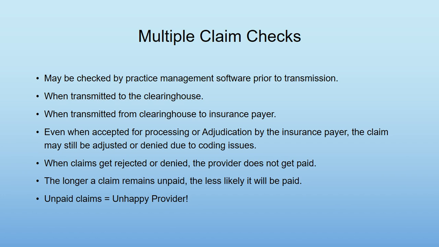When claims are processed electronically, they go through multiple claim checks. They may be checked by the practice management software before being transmitted. When they're transmitted to the clearinghouse, the clearinghouse will usually scrub or check a claim or a batch of claims. When they're transmitted from the clearinghouse to the insurance payer, the payer has certain criteria before accepting a claim for payment or for processing. And even when accepting for processing, the claim still has to go through the insurance adjudication process. And even during this process, it could be adjusted or denied due to coding issues.